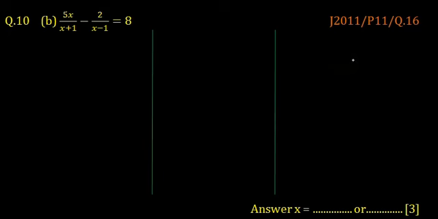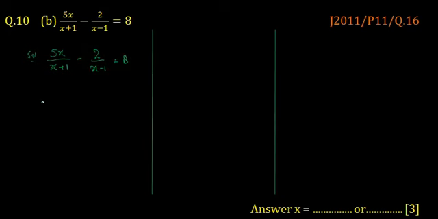Question number 16, paper 1, grade 1, June 2011. We have to solve the equation 5x upon x plus 1 minus 2 upon x minus 1 is equal to 8. First, we rewrite the equation. It is 5x upon x plus 1 minus 2 upon x minus 1 is equal to 8.